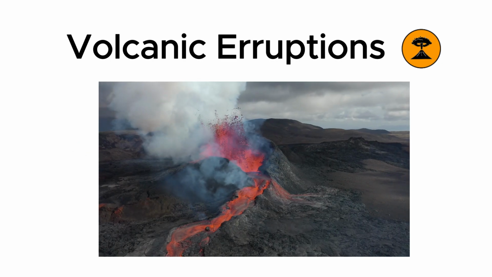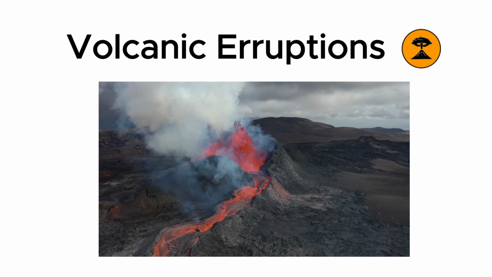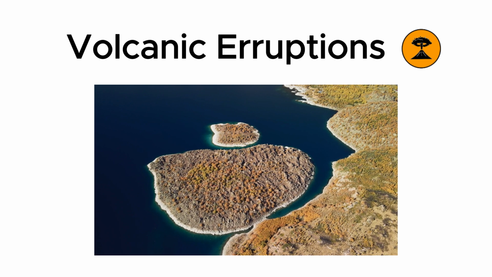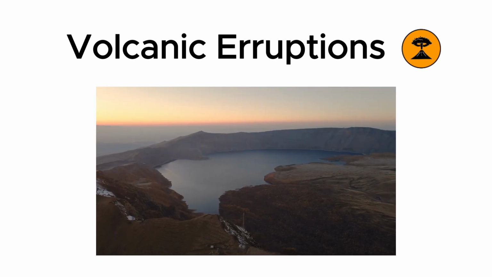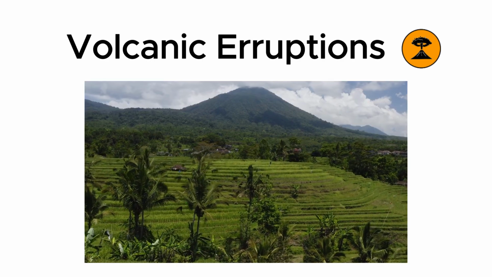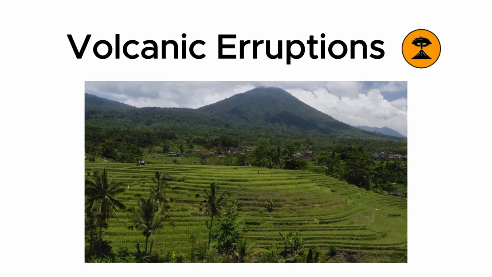Volcanic eruptions are powerful natural events that can change landscapes, create new lands, and remind us of the powerful forces that shape our planet. Plus, the soil near volcanoes is very fertile, so after an eruption, plants and vegetation tend to grow very well there.